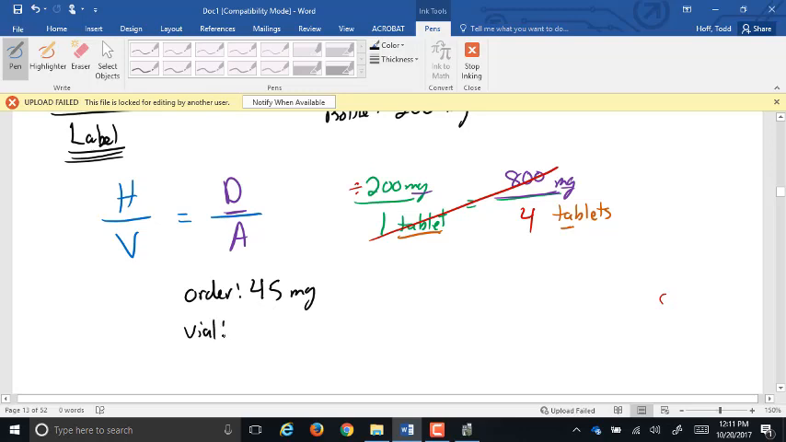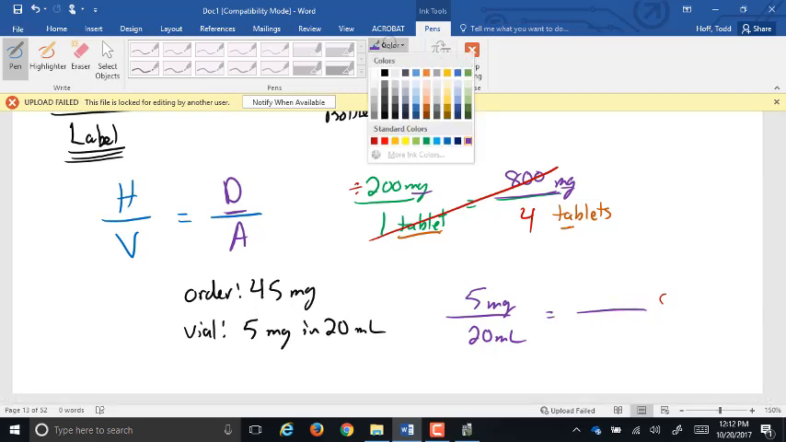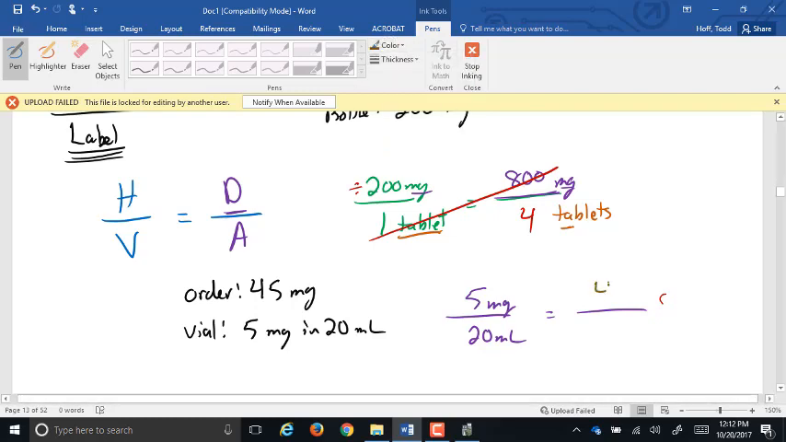It's just measurement conversions. The units tell you what to do. So the order is 45 milligrams. The vial was 5 milligrams in 20 milliliters. So we set it up: it's 5 milligrams in 20 milliliters, always off the label first. What's going to go on the other side? 45 has to go on top because it's milligrams. What's the bottom going to be? Milliliters. And yes, we cross multiply and divide. 20 times 45 divided by 5 gives us 180 milliliters.